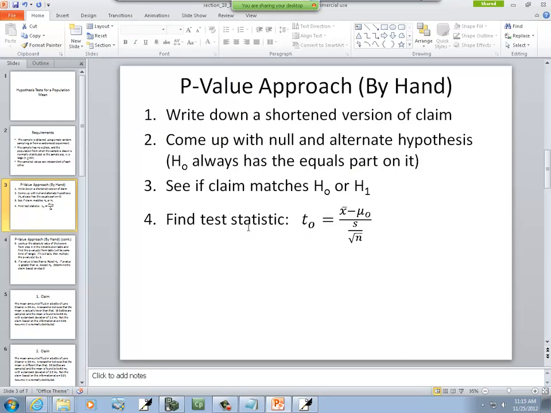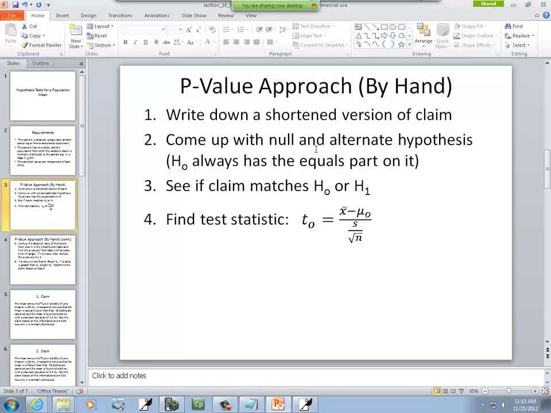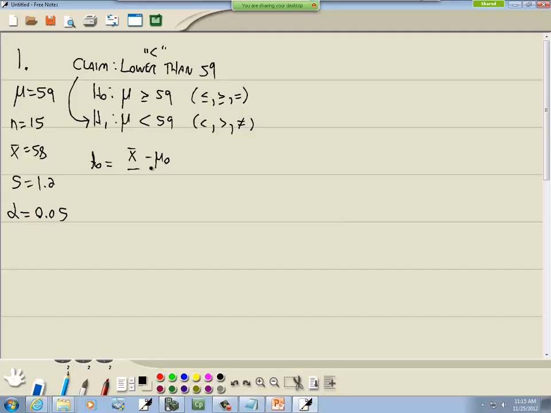Okay, now we're down to step 4. Find your test statistic. So we've got t naught is equal to x bar minus mu naught, then S over the square root of n. Well, x bar we said was 58. Mu naught is a number off of our claim, H naught H1, which would be 59, over S, which is 1.2, divided by the square root of n, the square root of 15.